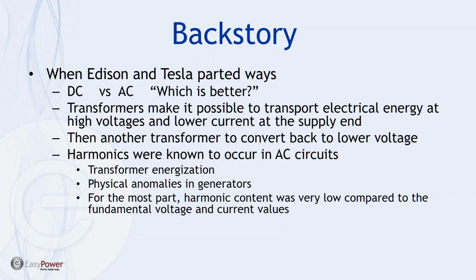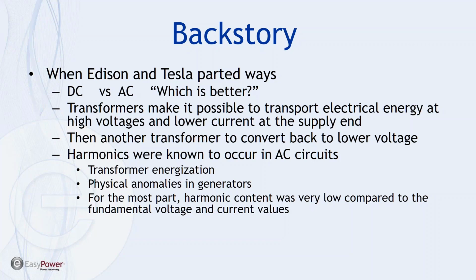When Edison and Tesla parted ways, much of their disagreement was based upon whose methodology for distributing electric power was better. And Tesla basically took the position that if we use transformers and an AC distribution system, we would have a more efficient delivery of power and energy to the end customer, and they could then take that transformer and take the voltage down to a level that they would be using it as a consumer.